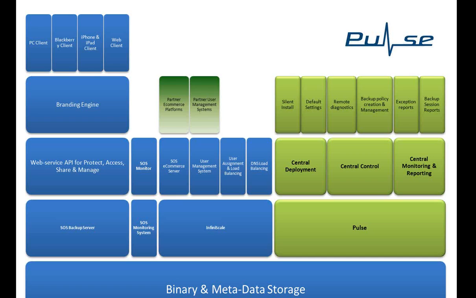There's always been a problem in the software industry in general, but particularly in the backup industry, of how you manage backup across, say, 2,000, 3,000, 4,000 computers, even, frankly, 100 or 200 computers. And Pulse really solves that problem. If we look at these 3 core modules of centralized deployment, centralized control, and centralized monitoring and reporting, you can see above those the capabilities of the Pulse system. So silent installation with default settings on deployment. Central control, you've got remote diagnostics and backup policy creation and management. And then under monitoring and reporting, you've got exception reporting and backup session reports.